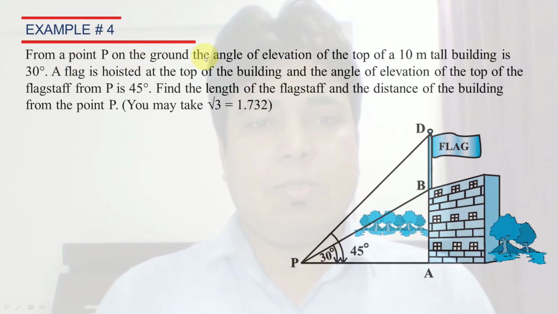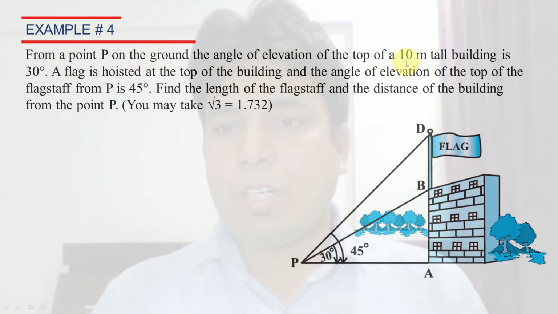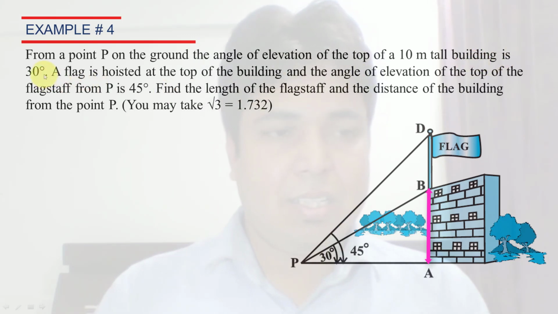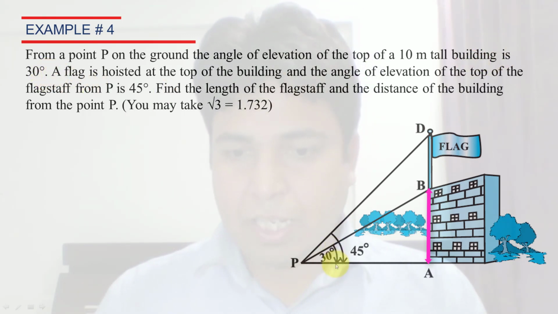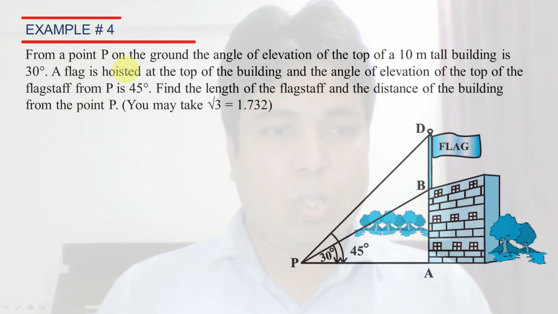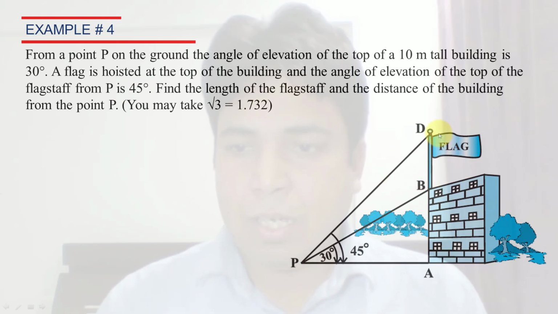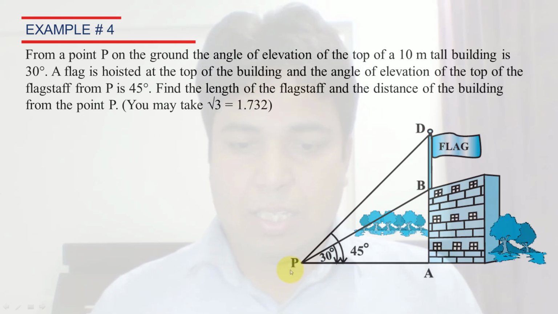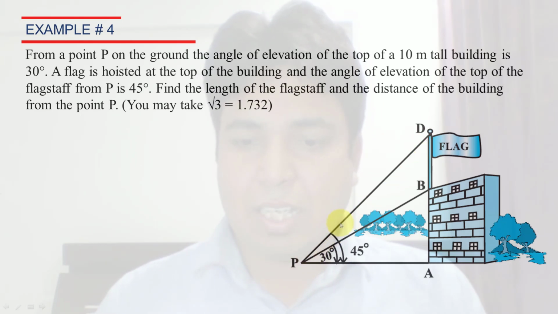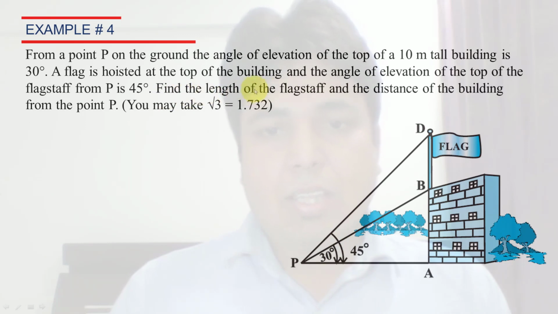From a point on the ground, the angle of elevation of the top of a 10-meter tall building is, this is AB, the height of the building, 30 degree. So this is making angle 30 degree. A flag is hoisted at the top of the building and the angle of elevation of the top of the flagstaff from P is 45 degree. Now this is the flag, hoisted flag, and hence the top of this flag is having angle of elevation as 45 degree. Find the length of flagstaff.